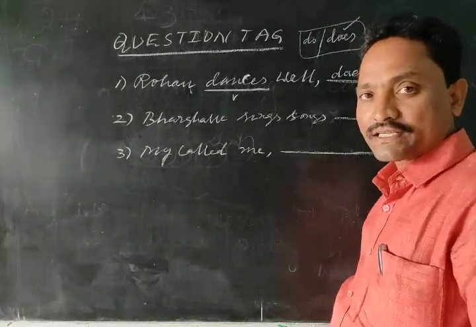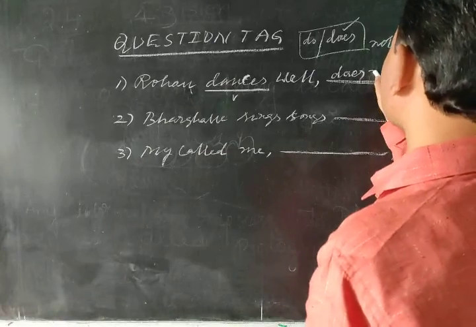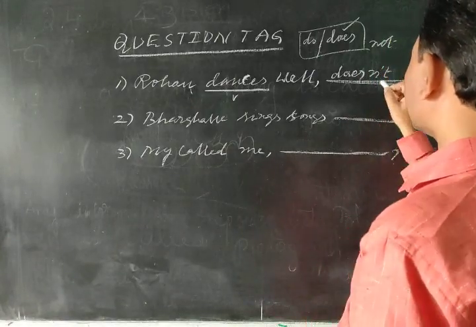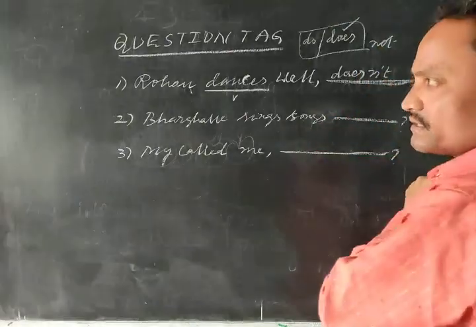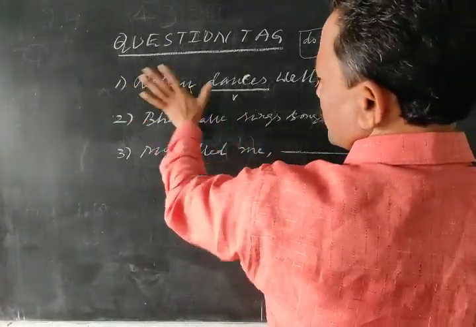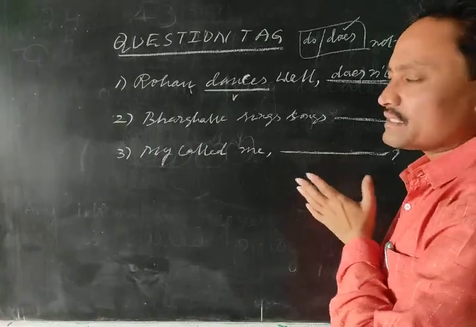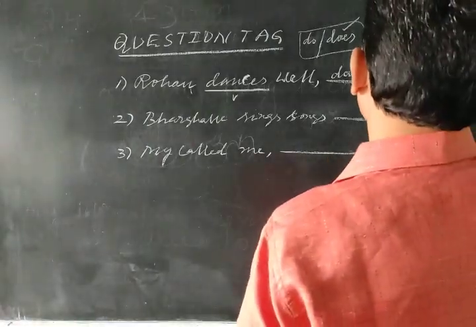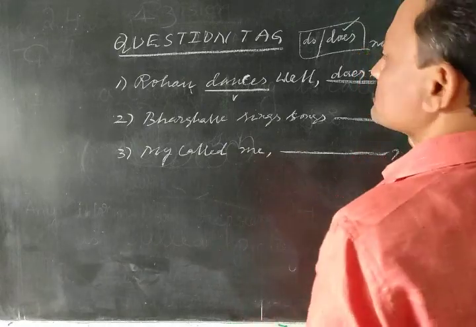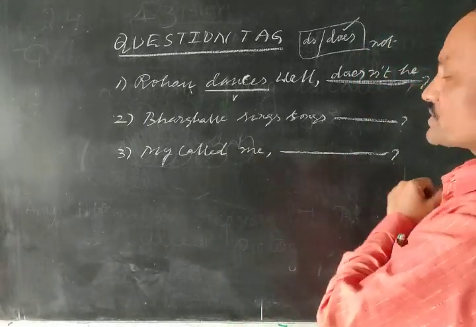This is positive, so we need a negative sign, that is not, but we don't write not exactly in the question tag. The short form of not, that is n't, is pronounced n't. Not, but n't. What is the subject here? Rohan. This is a noun, but that is transformed into a pronoun. So Rohan becomes he. This is the answer. Rohan dances well, doesn't he?